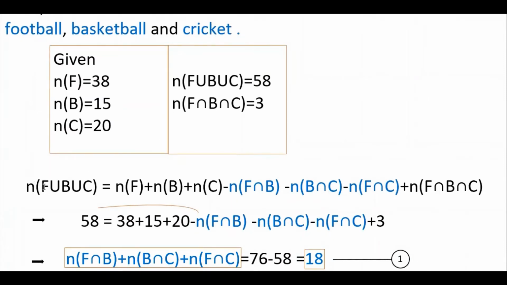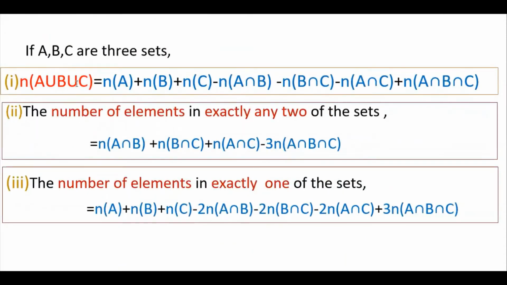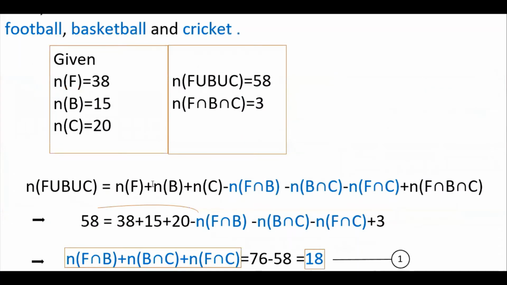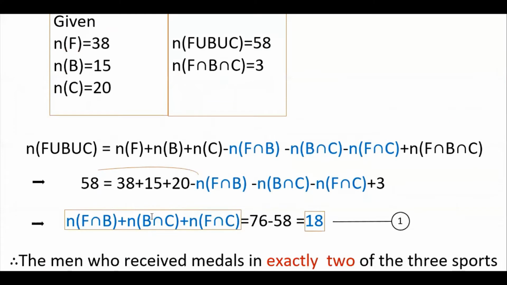And here N of F union B union C value is given. So use this one, N of A union B union C, you know this. And here substitute all the given values, except these 3 values. Remaining all values are given here. So substitute those values. Then you will get the total of these 3 values. That is N of F intersection B plus N of B intersection C plus N of F intersection C is equal to 76 minus 58, that is 18. So the total of these 3 values is 18.